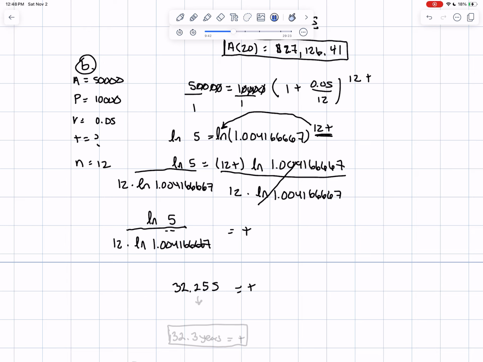I don't know how many sig figs. I'm just going to go to here. So t equals 32, let's do 3 years. So in 32.3 years, the balance will reach $50,000. So this is our answer.